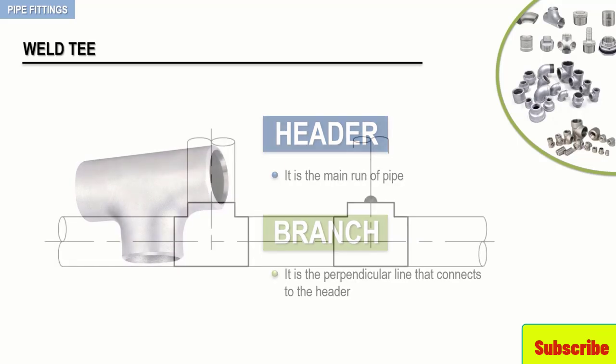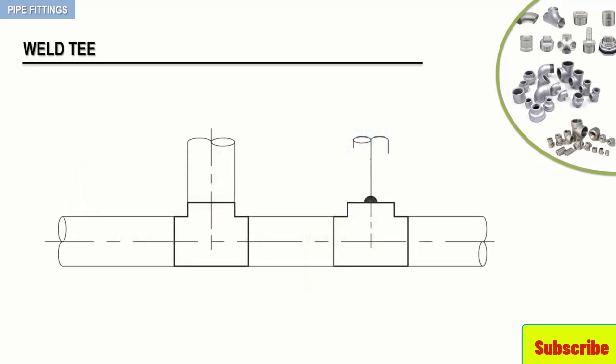Take a look at the following figure. It shows two weld tees highlighted here in blue and green. It also shows a pipe header with two branch connections. Among the two highlighted tees, one is known as a straight tee and the other is a reducing tee.